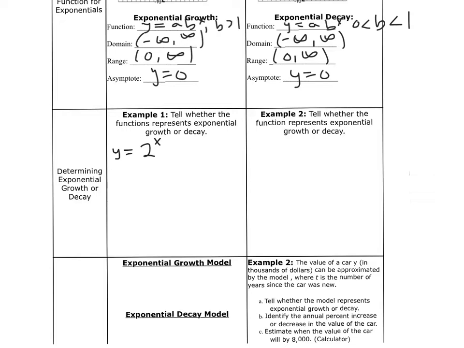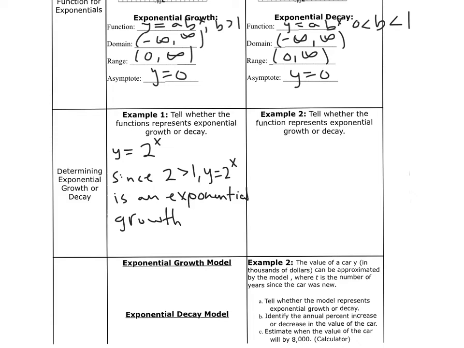Well, we can write it like this. Since b, 2, is greater than 1, y equals 2 to the x is an exponential growth, right? Is exponential growth. Now, I could also say something like this, okay?